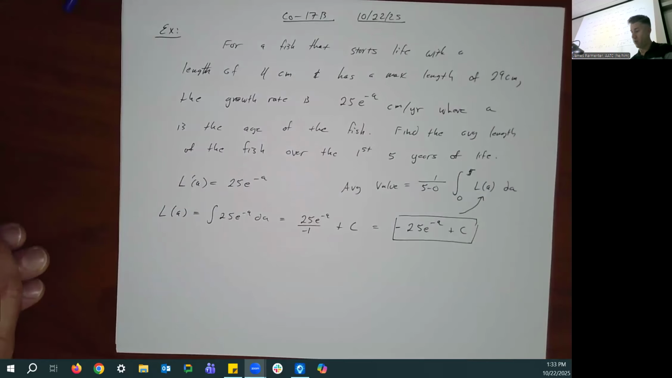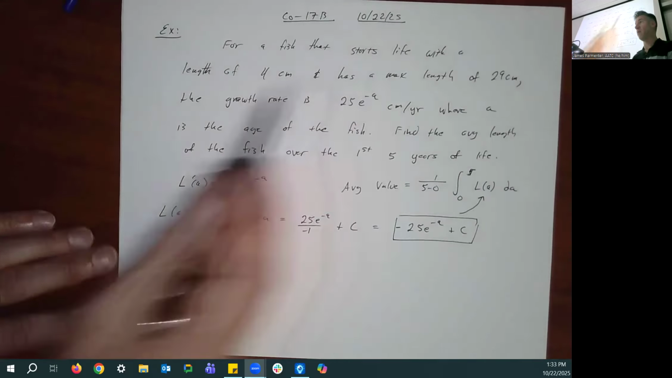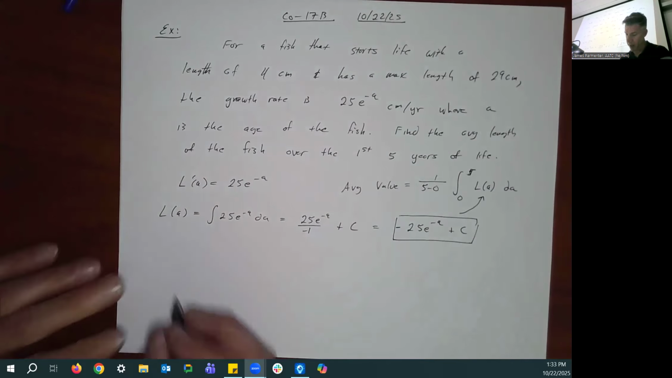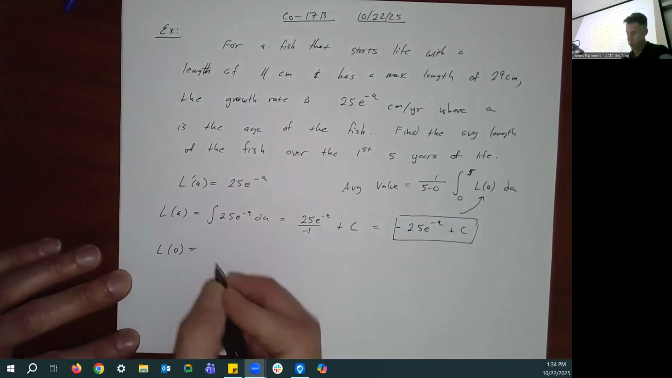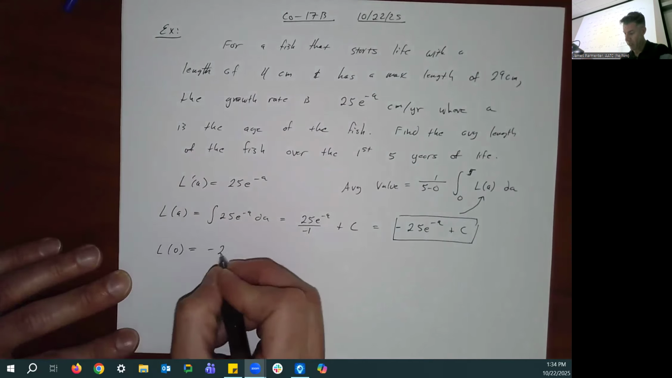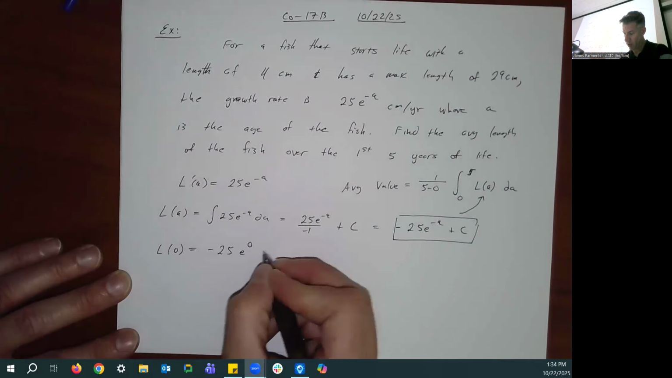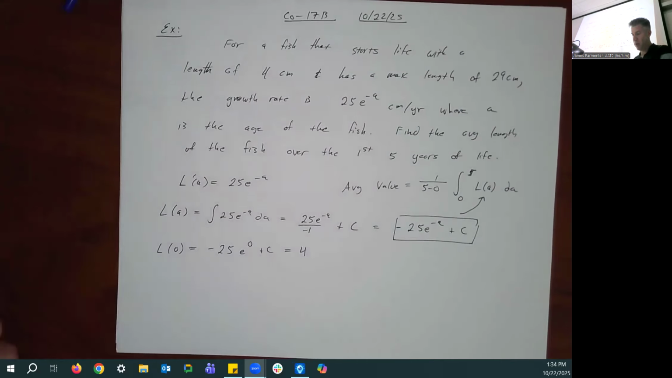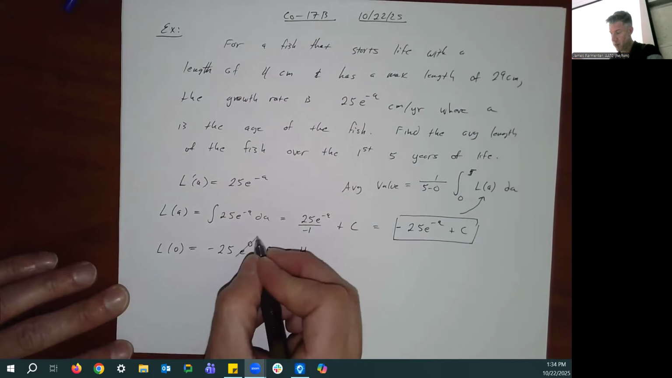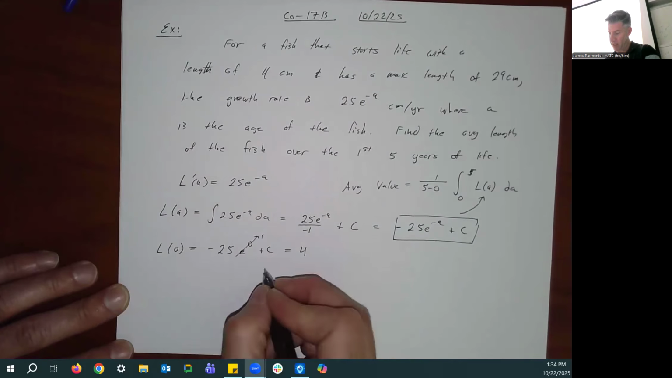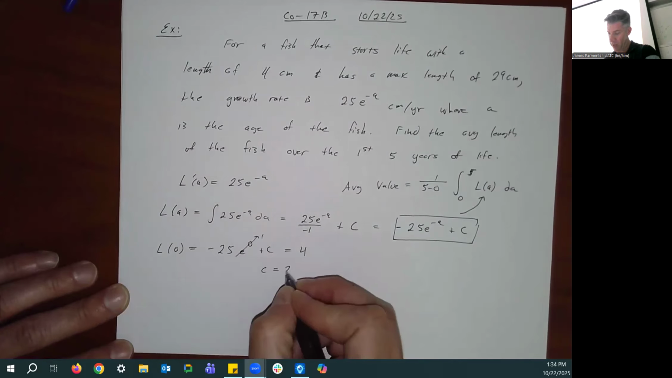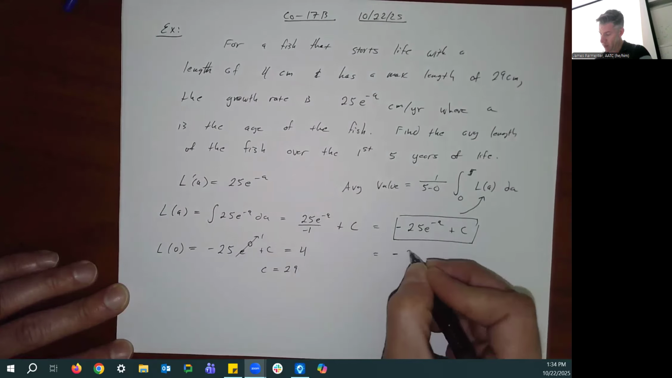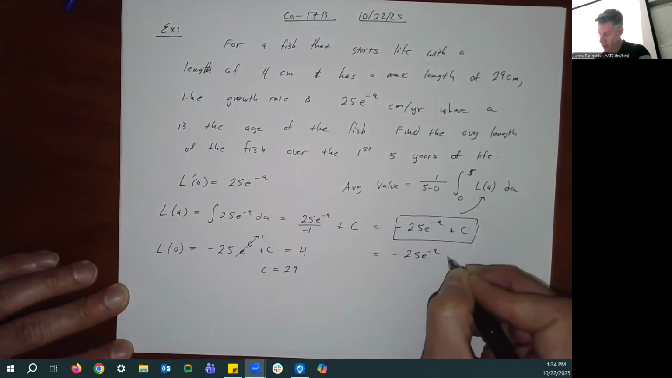Well, we have some more information. We know that at the start of life, when the age is 0, the length of the fish is 4 centimeters. So we know that L of 0 is equal to negative 25 times e to the 0 plus c, and that should equal 4. E to the 0 is 1. So if I add 25 to both sides, I'm going to get c equal to 4 plus 25, which is 29. So this function is actually negative 25 e to the negative a plus 29.